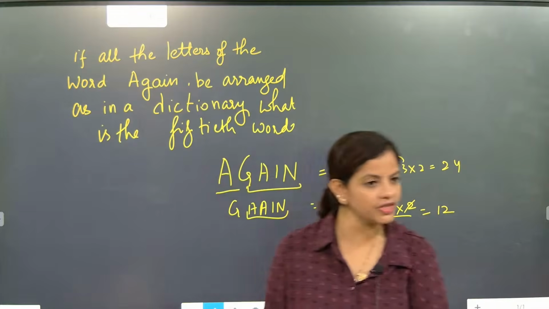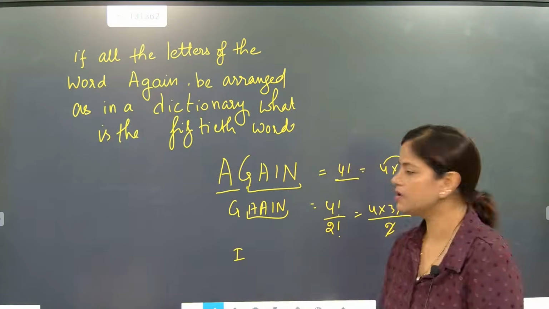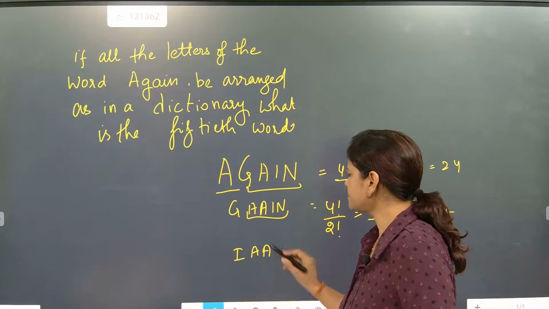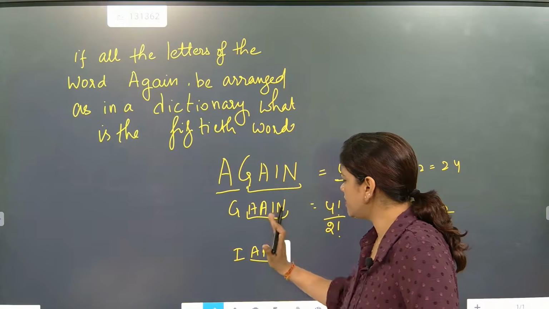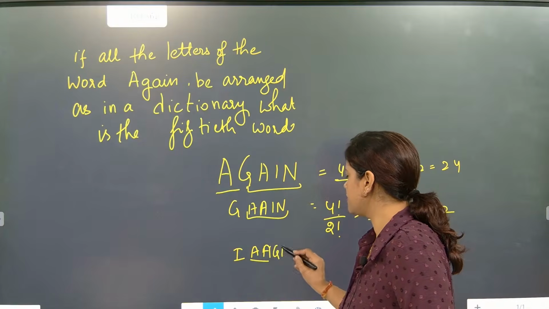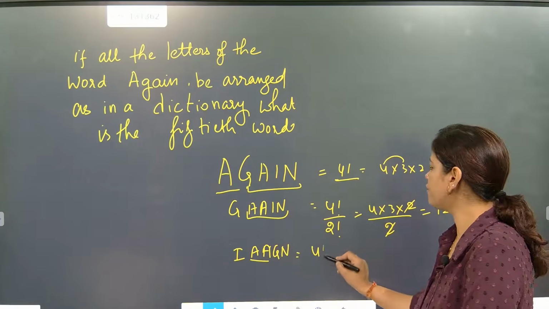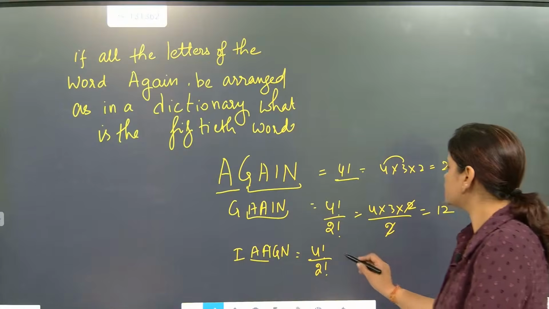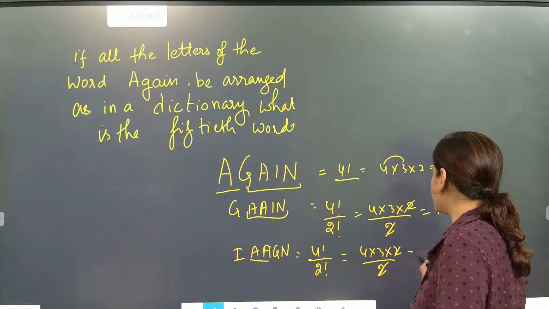Are we going to start with I? So when we are going to start with I, again, what is left? A, G, I. Wait, I left a little bit. AAGI. So here same story will be there. It will become 4 factorial by this much 2 factorial. So here it is coming as 4 into 3 into 2 by 2. So it is coming as 12.